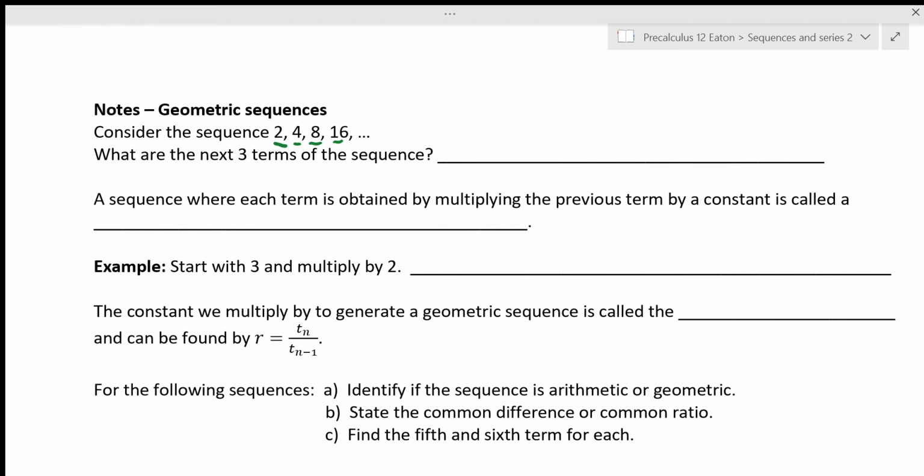Because we notice if we just did 2 plus 2 to get 4, if we add 2 to 4, we're not going to get 8, we're going to get 6. So that wouldn't fit the pattern of this sequence. So the next term would be 32.